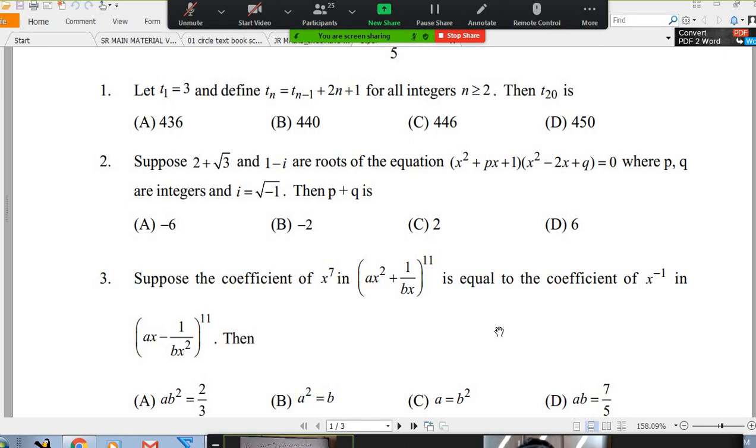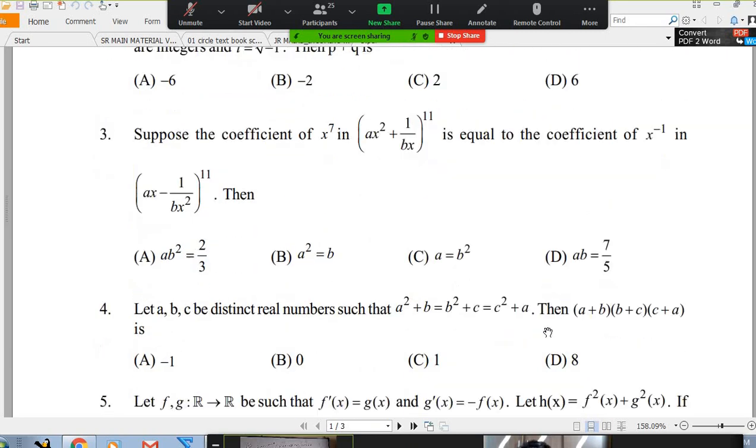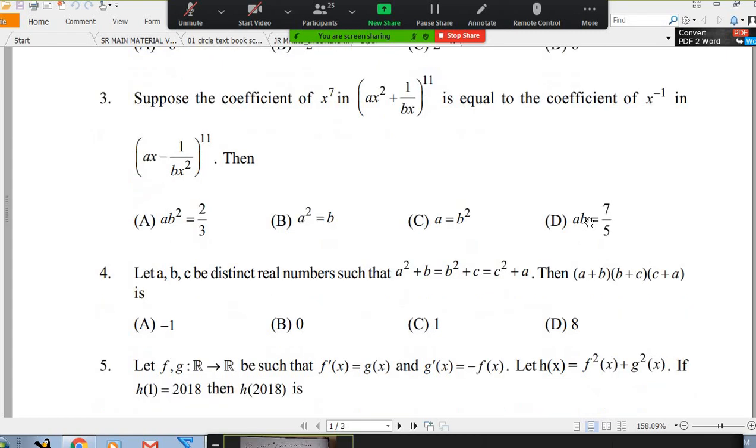Of this class, I can send the assignment in the group to you, so that if you want to look at it once again. So those who have completed, you can try the third and fourth. Right?